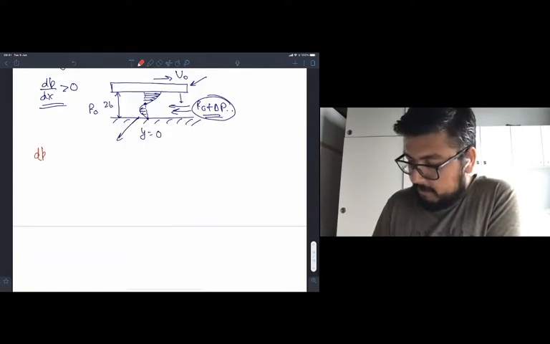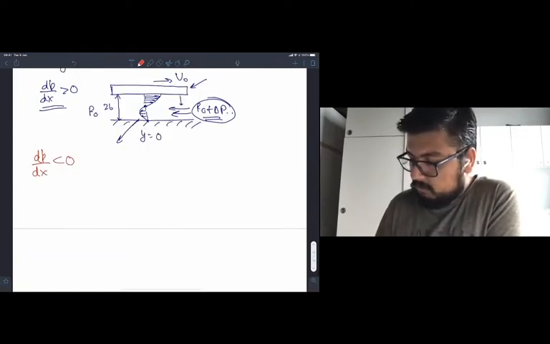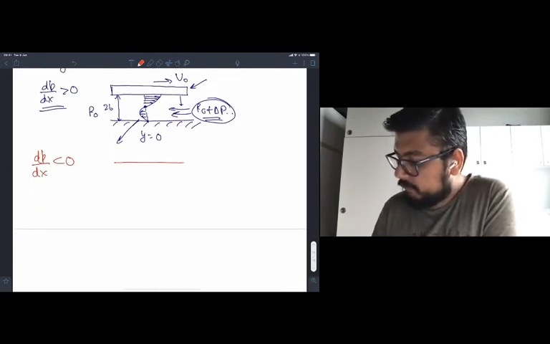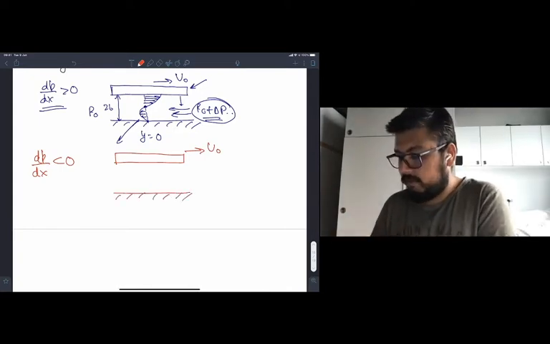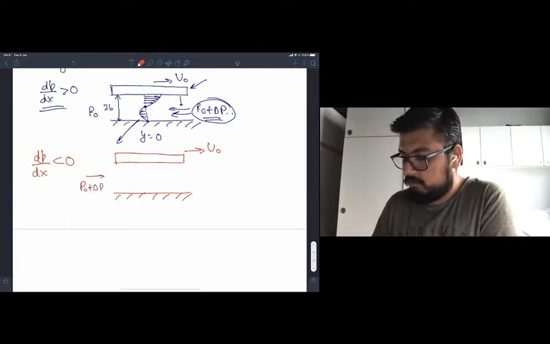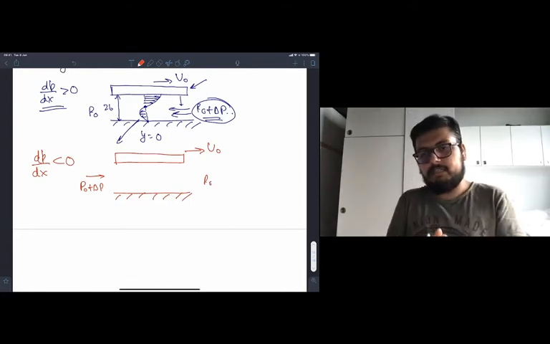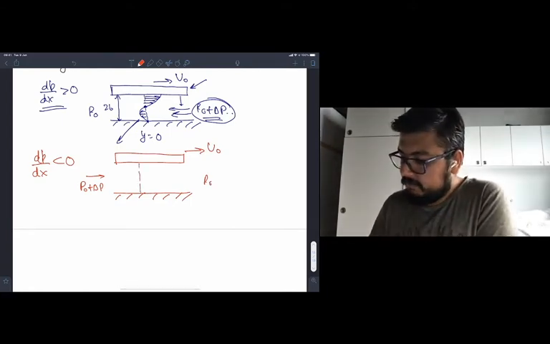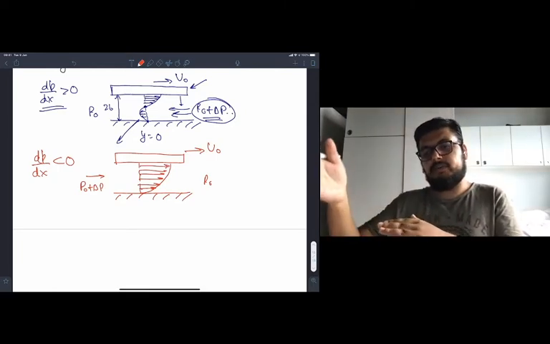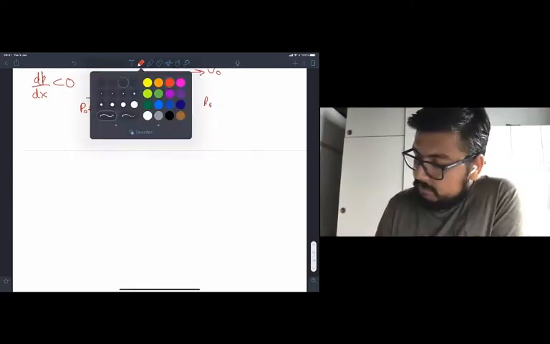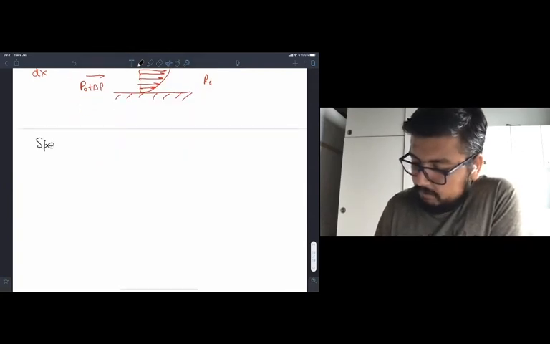The second case would be when dp by dx is less than 0. So when the pressure gradient is negative, it means that we have a pressure gradient which is assisting the plate. So we have a higher pressure over there to the left, and a lower pressure on the right. So we have a pressure gradient which is assisting the flow. And in such a situation, we simply get a parabolic profile, which looks like that. So it's monotonically increasing until we reach u. There can of course be some special cases.